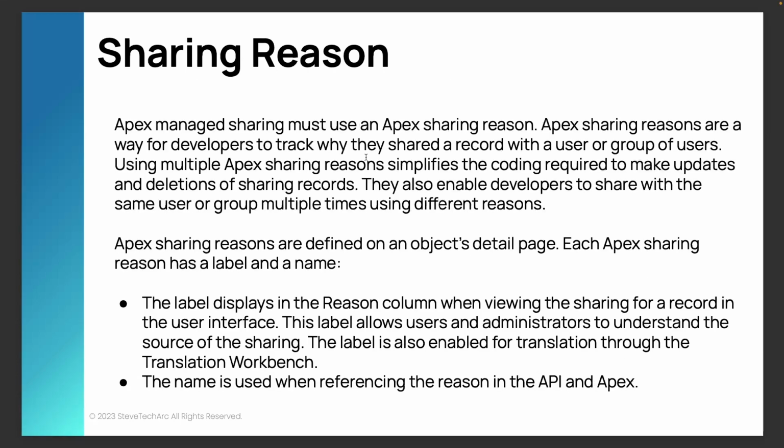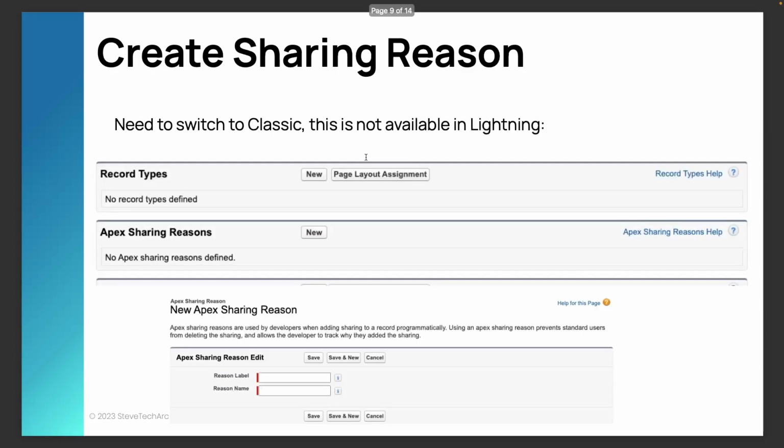Now there's an important concept when you do Apex or programmatic sharing: you need to include a sharing reason. This is a way for you to track why a record was shared. First you need to create a reason, and this reason can even be translated. So we're going to walk through what it takes to create a sharing reason.